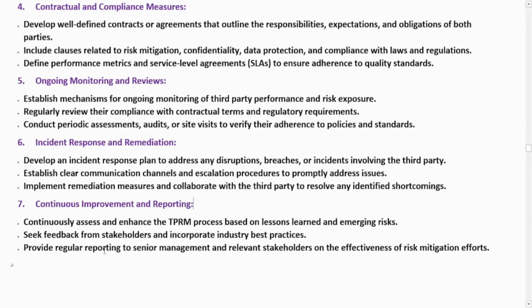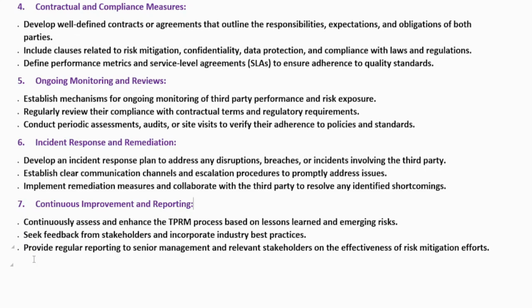The next step is continuous improvement and reporting. In all previous lectures, I highlighted this important step, and told you multiple times that third party risk management is an ongoing continuous process. Companies have to continuously assess and enhance the third party risk management process based on lessons learned from the past, and from emerging risk. They need to seek feedback from stakeholders and incorporate industry best practices.